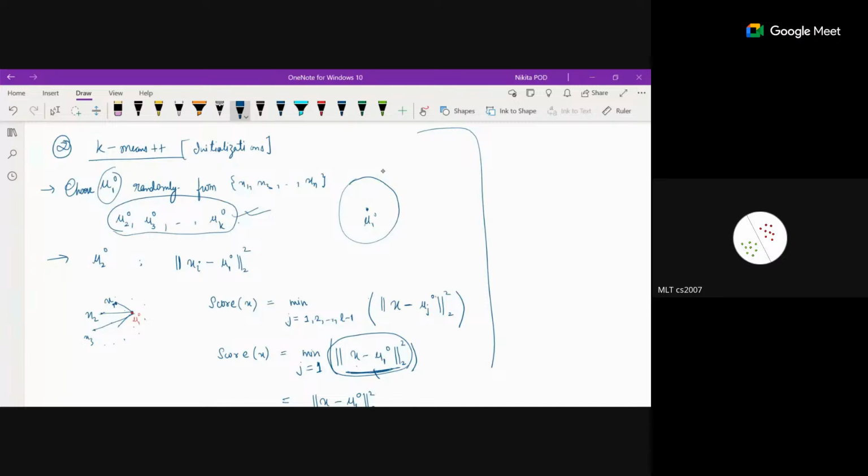I would want my mu2 naught to be far, right? So whatever the data points you have, my mu2 naught should be chosen in such a way that it is farther from mu1 naught, so that all the data points that have to go to cluster 1 are separated better. Yeah, better separation will happen. You can think of it like that. So that's the idea that is being used here.